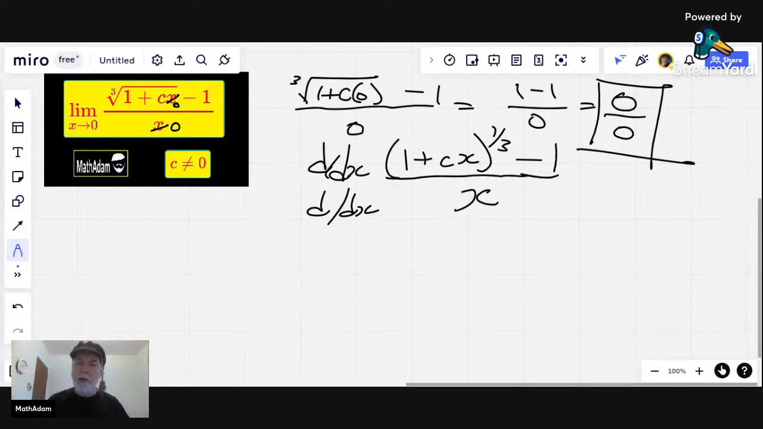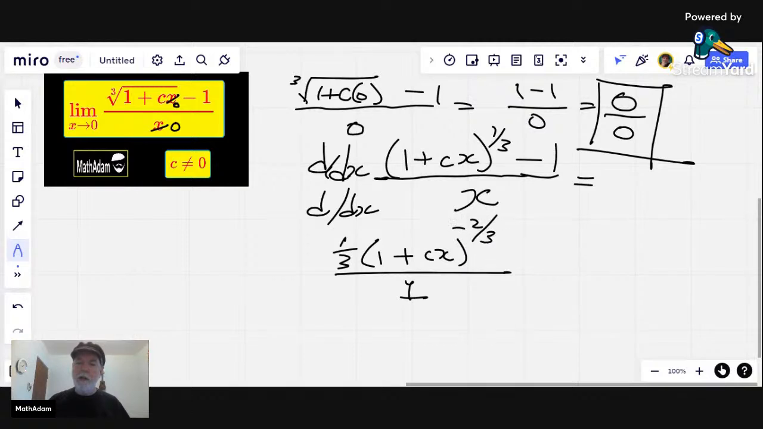We're taking the derivative of the top and the derivative of the bottom, so we're not differentiating the whole thing. That may give us a solution, and it will. The derivative of the bottom is easy, isn't it? That's just 1. So if we can differentiate the top, we're on a good track. So let's do that. 1/3 times 1 plus cx, to the power, I'm going to subtract 1 from this, so negative 2/3.